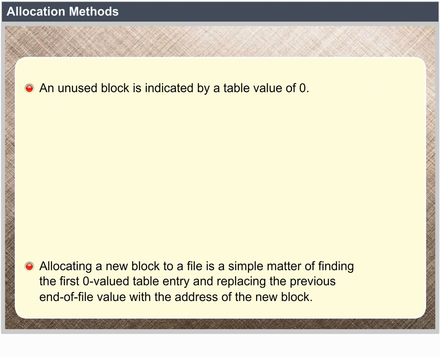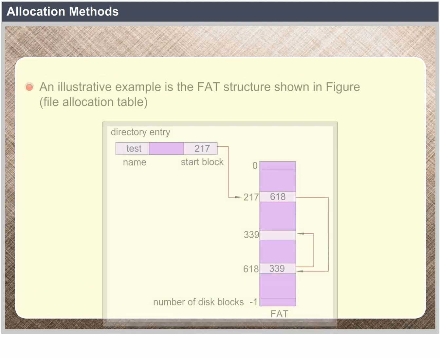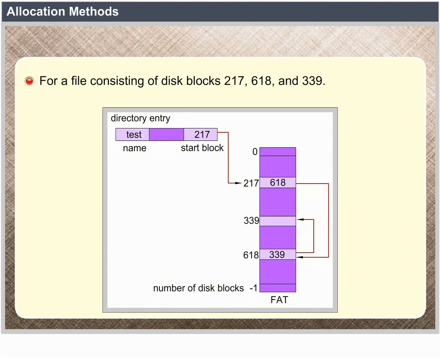Allocating a new block to a file is a simple matter of finding the first 0-valued table entry and replacing the previous end-of-file value with the address of the new block. The 0 is then replaced with the end-of-file value. An illustrative example is the FAT structure shown in the figure below, a file allocation table for a file consisting of disk blocks 217, 618 and 339.